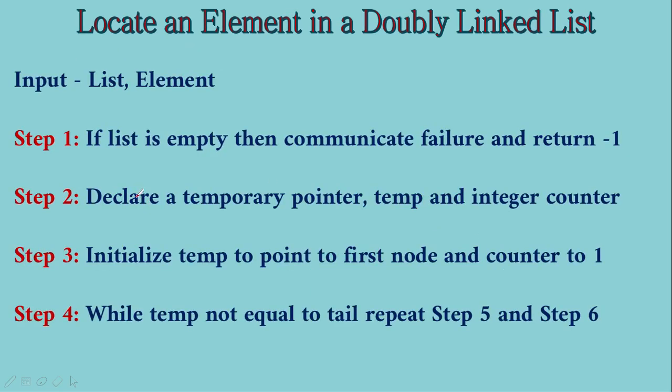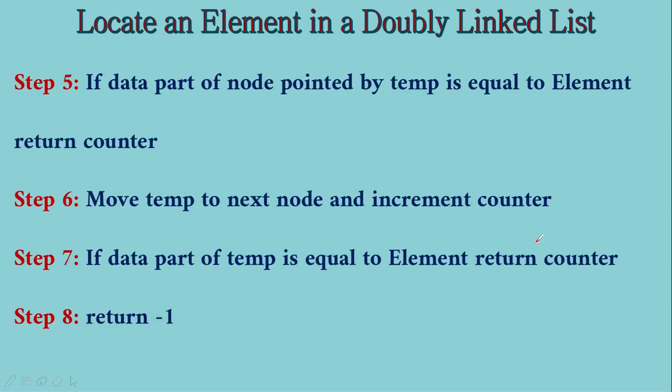So let's formally write the algorithm. If the list is empty, then we have to communicate failure and return -1. Otherwise, you declare a temporary pointer temp and an integer counter. Initialize temp to point to the first node and counter to 1. While temp is not equal to tail, we have to repeat steps 5 and 6. In 5, we check whether the data part of the node pointed by temp is equal to the element. In that case, we can return the counter. Otherwise, we move temp to the next node and increment the counter.